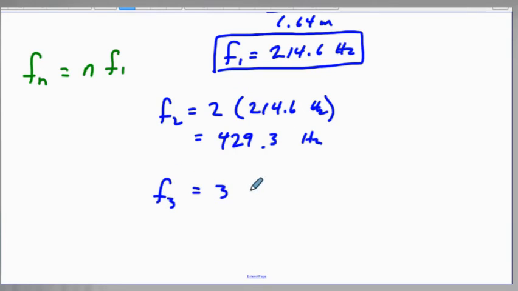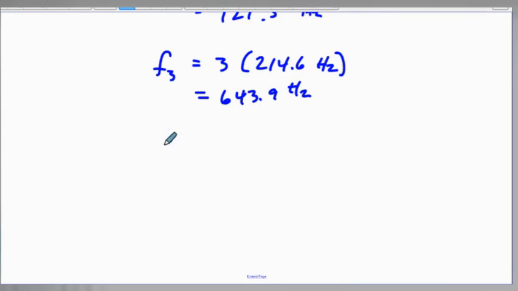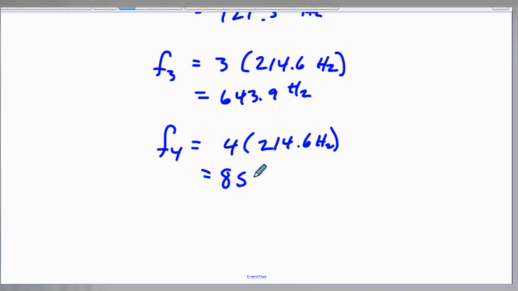F3 would be my third frequency, and that will equal 643.9. And for my fourth frequency, we'll just take that first one and multiply it by 4. And I have 858.5 hertz.